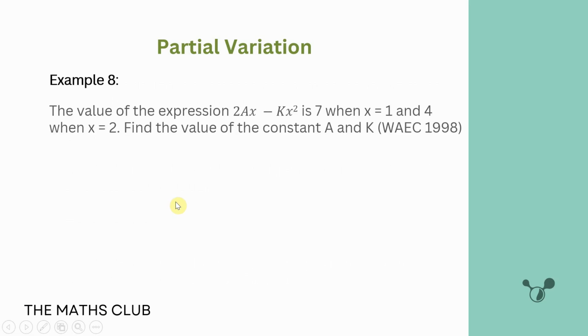So this example now says that the value of the expression 2ax minus kx squared is 7 when x is equal to 1 and 4 when x is equal to 2.